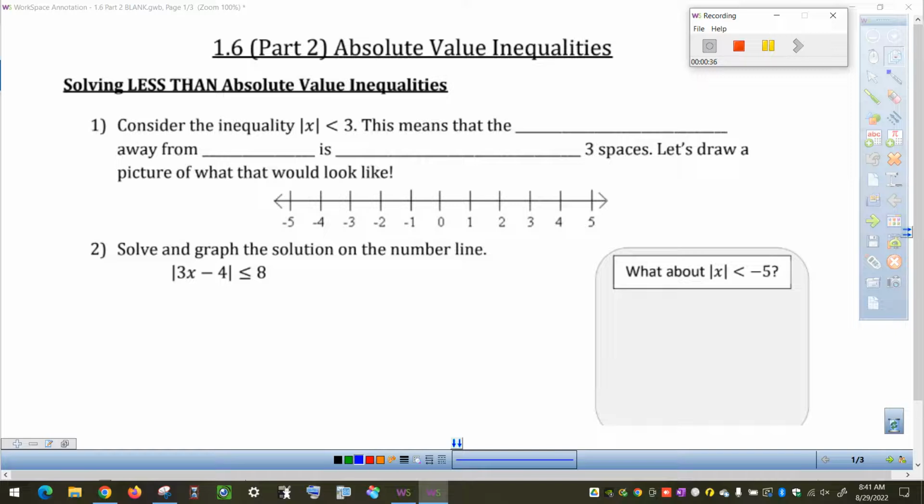And so taking a look at this first inequality, we have a really simple statement here. We're just doing the absolute value of x, and we're trying to find what values of x would make this true, meaning if you do the absolute value of that number, the answer you get is something that's less than 3. And so putting that into a sentence, what this actually means is that the distance that this unknown number x is away from 0 is less than 3 spaces.